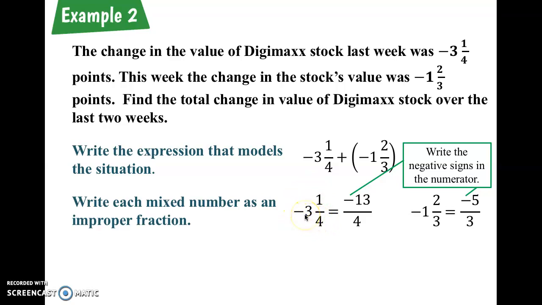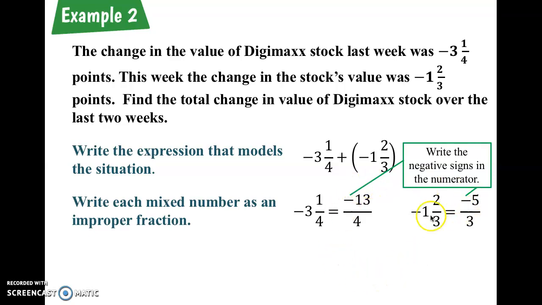4 times 3 is 12, plus 1 is 13, keeping that negative. Denominator stays the same. And then we do it over here too. 3 times 1 is 3, plus 2 is 5. So our new numerator is 5. Denominator stays the same. Don't forget your negative sign. If you leave that off, it's going to change everything.